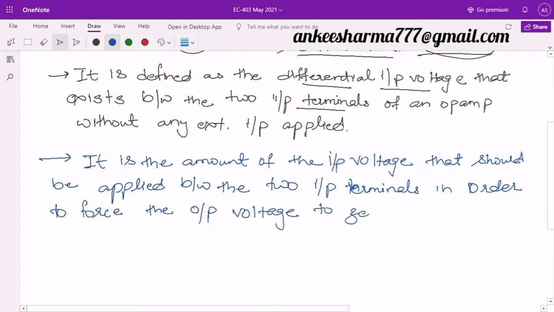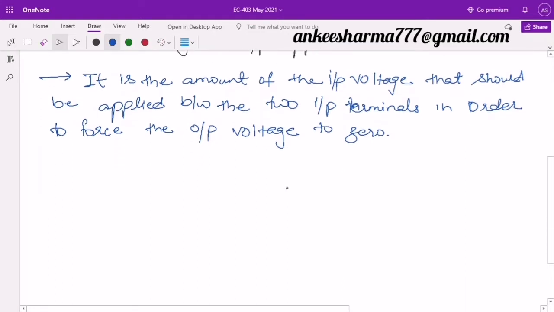Now let's try to understand this input offset voltage with another definition. As I said, it can be the amount of input voltage that should be applied to either of these two input terminals in order to force the output to be zero. As I said, one voltage will always be higher. Suppose you connected both to ground, but due to the internal biasing one is higher. For example, this V1 is greater than V2.